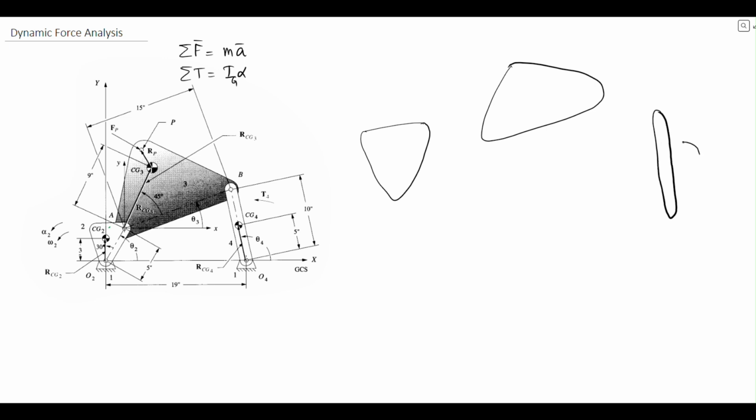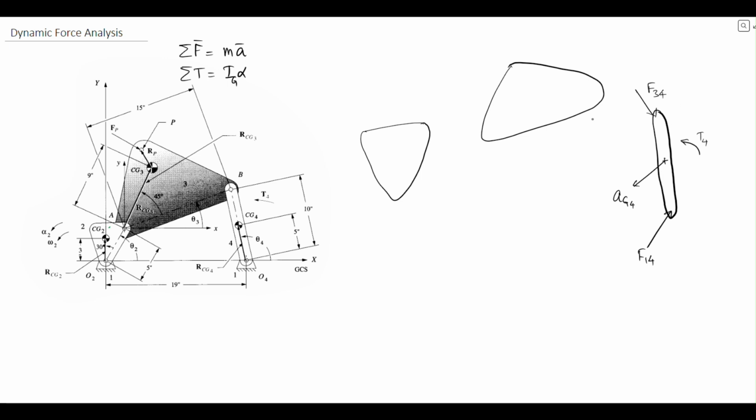So this is link 4. We have a torque T4. We will have a joint reaction at this, which will be F14. Then there is a joint reaction at this, which is F34. Other than that, at the CG we will have some acceleration of this body 4, and we can identify where these positions are.